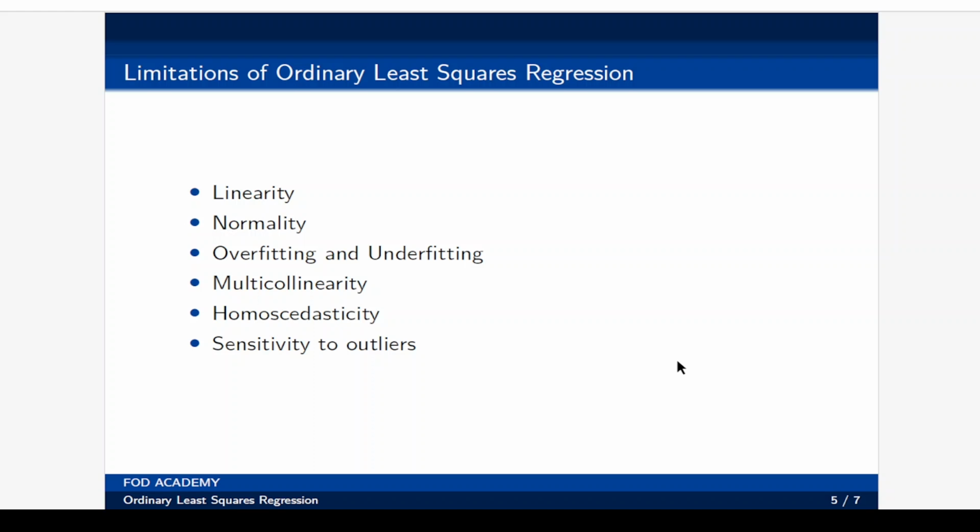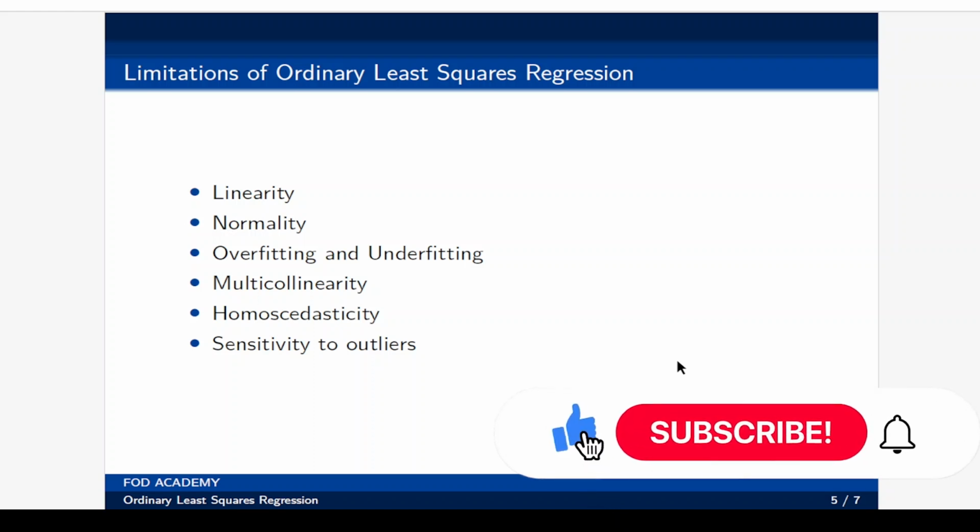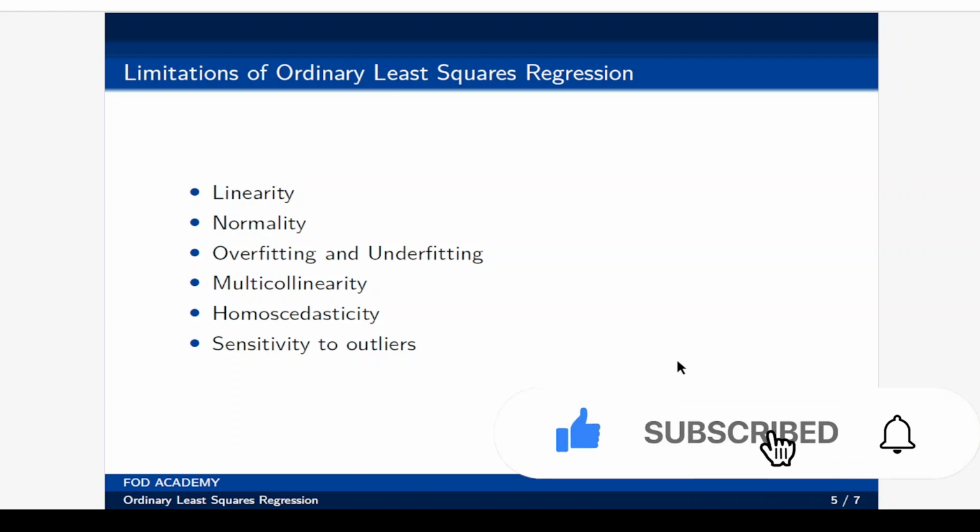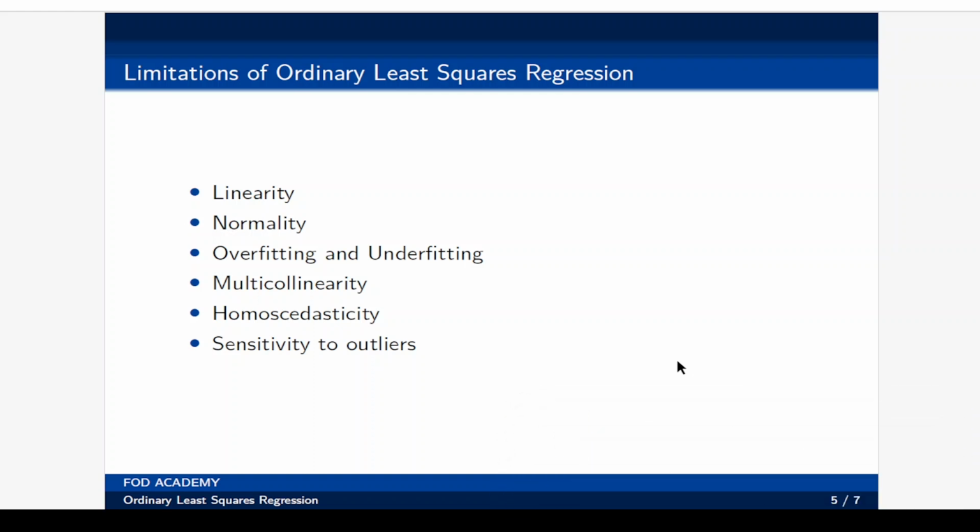Normality. Due to its assumption of normality, non-normality can affect the reliability of hypothesis tests and confidence intervals, particularly in small samples. Overfitting and underfitting. Including too many predictors relative to the number of observations can lead to overfitting, where the model captures the noise in the data rather than the true underlying pattern. Likewise, including too few predictors can miss important relationships in the data, which results in poor generalization.